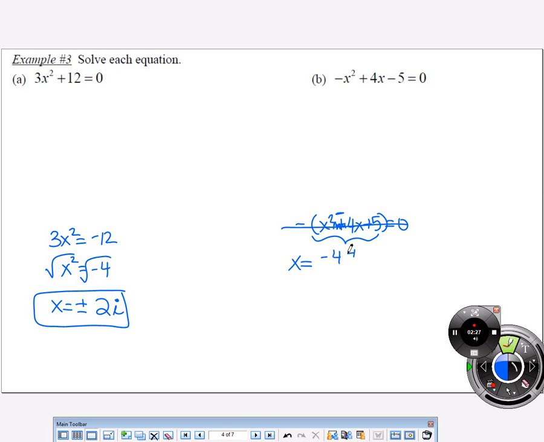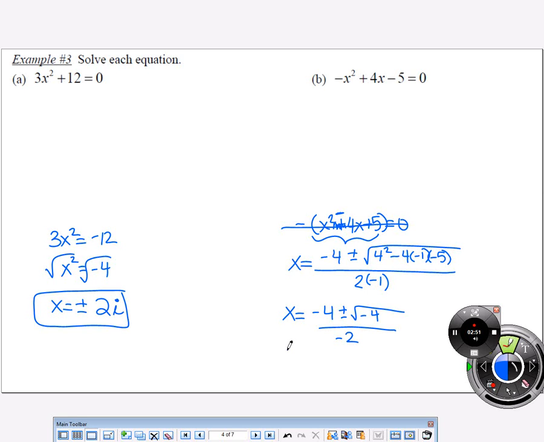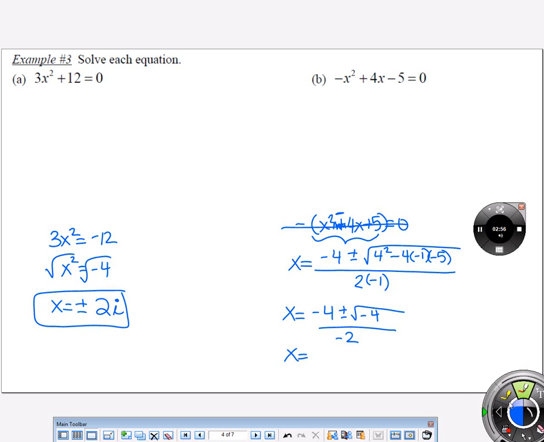So negative b plus or minus square root b squared minus 4 times a times c all over 2a. So this gives me negative 4 plus or minus the square root of, and underneath this radical, we have 16 minus 20, so it would be negative 4 over negative 2. So normally we would stop here and say no real solutions, but if they haven't directed us to only use real numbers, we're going to continue using complex numbers.